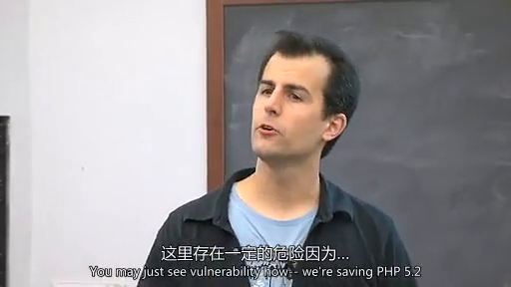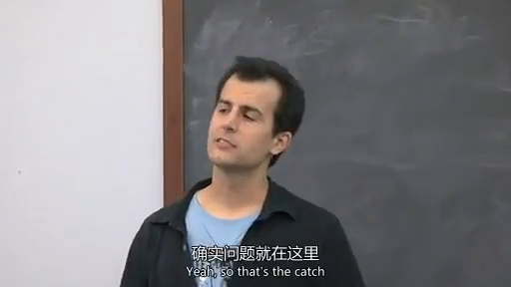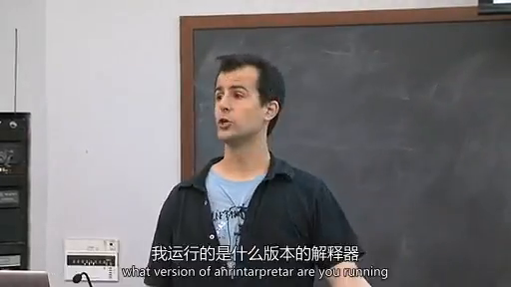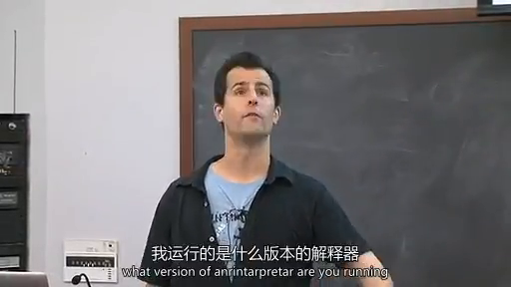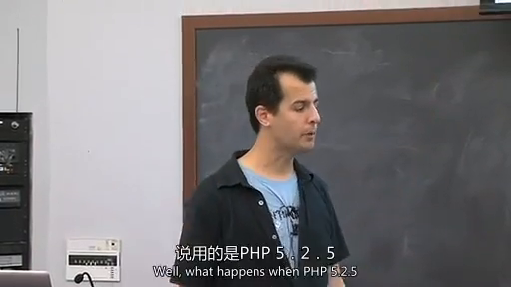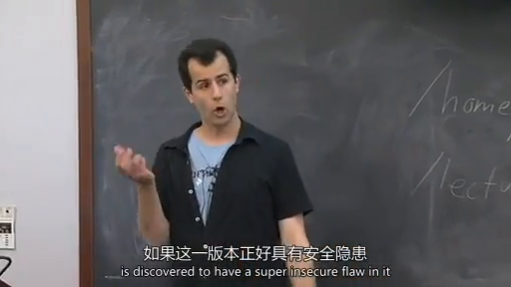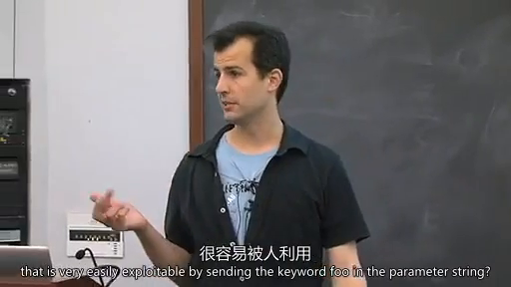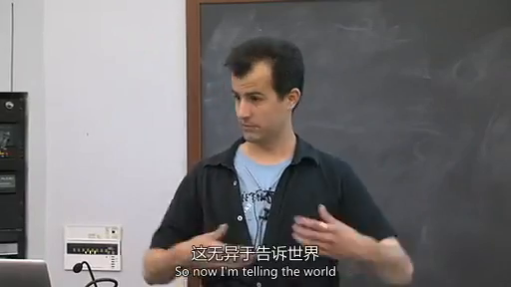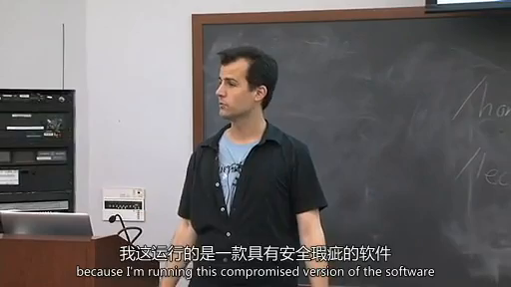Yeah, it may suggest a vulnerability. How? All it's saying is PHP 5.2. Yeah, so that's the catch. If my web server is just happily telling anyone who asks on the internet what version of an interpreter it's running, well, what happens when PHP 5.2.5 is discovered to have a super insecure flaw that is very easily exploitable by sending the keyword foo in the parameter string? So now I'm telling the world, enter my website and do bad things because I am running this compromised version of the software.